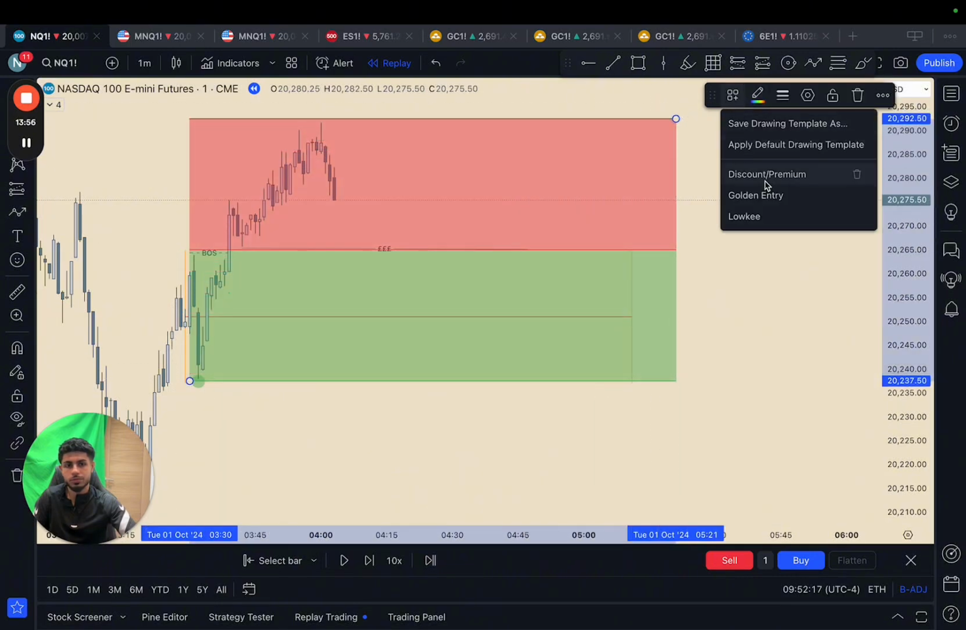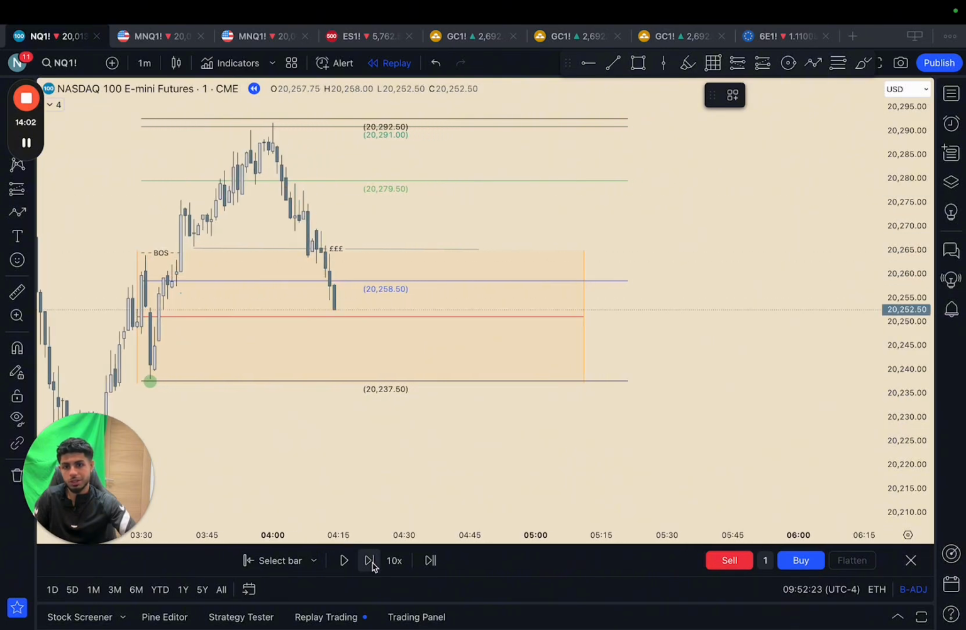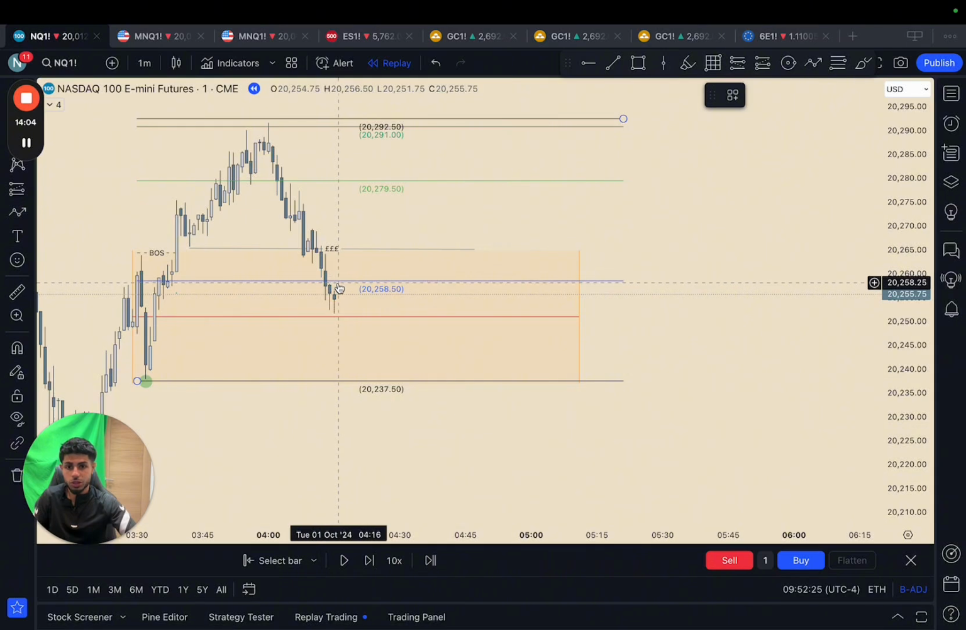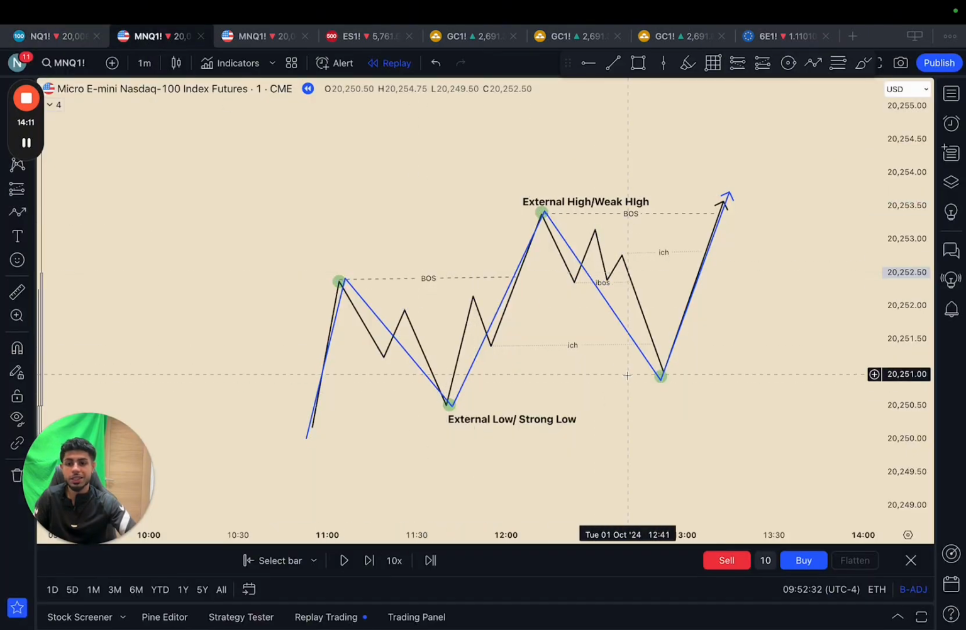So this blue line here is my 618 fib. As soon as price touched into here, that is the entry. That's where we got tagged in. Now, where's the stop loss? The stop loss is going to be your strong low, because as long as price is in an uptrend, we should be making higher highs, higher lows, respecting these external strong lows.